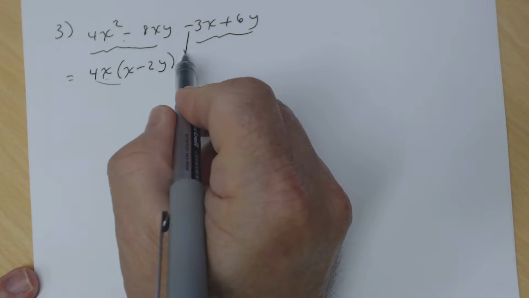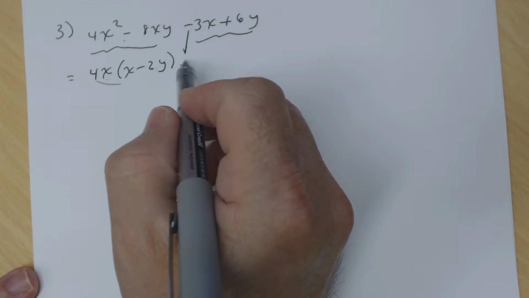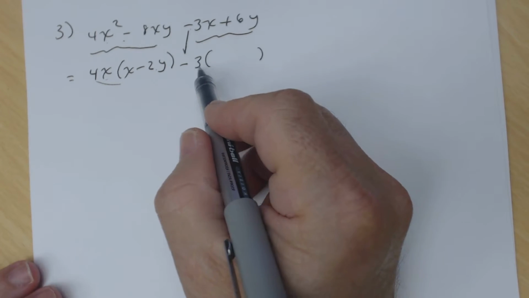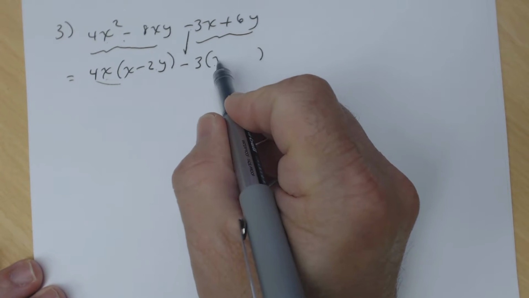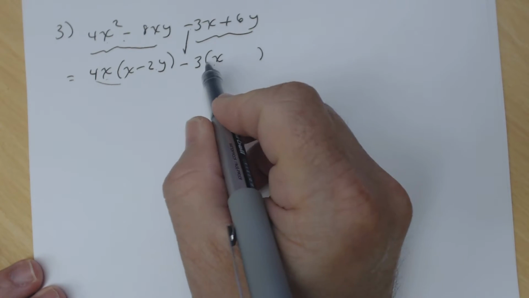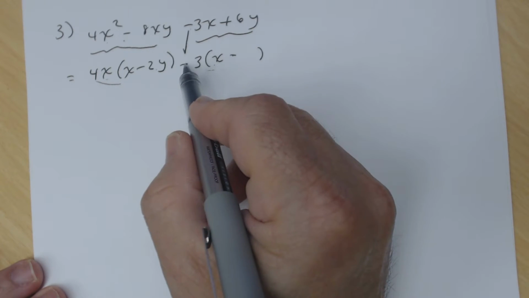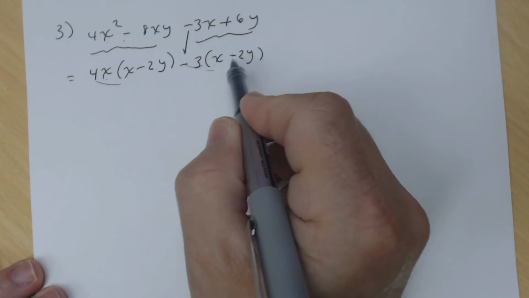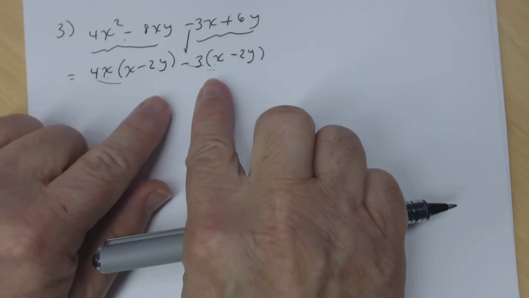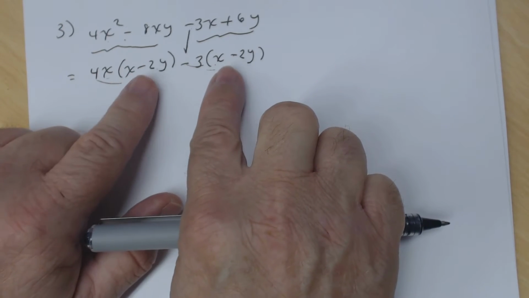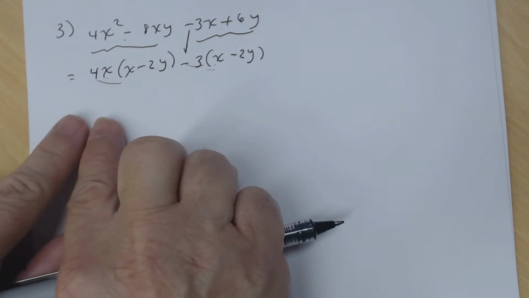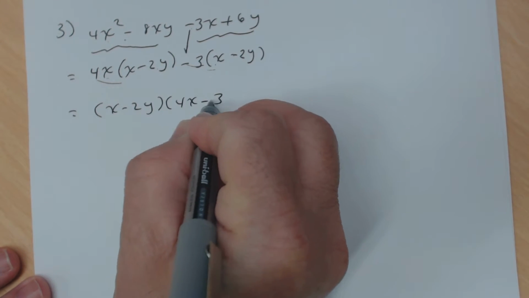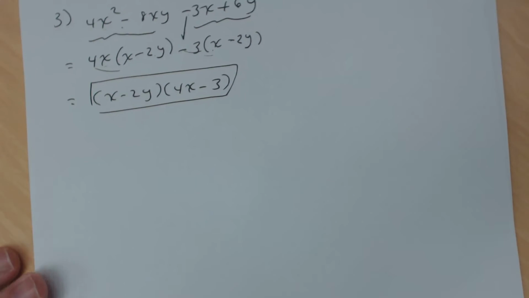Over here, remember, you got to factor out the negative factor. So it'll be a negative 3. All right, so when I factor out negative 3, negative 3 times what is a negative 3x? The answer is x. Negative times a negative is a positive. So negative 3 times negative 2y is a positive 6y. And if you look at this, these two groups, they have an x minus 2y as a common factor, so you factor it out. So I get x minus 2y times 4x minus 3. And so that's your answer there.